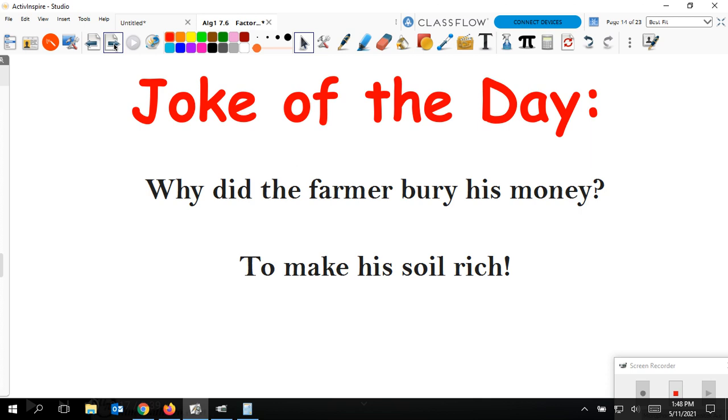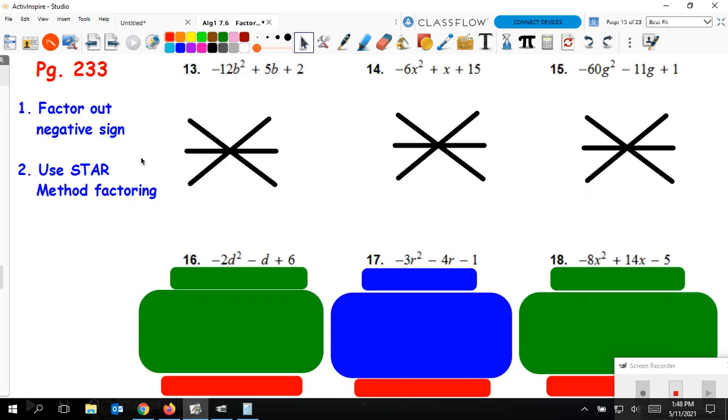All right, moving on to page 233. We have 6 problems right here to do, just using the star method. But notice the difference on this one here is that every single trinomial starts off with a negative first term. And when you factor using the star method or the simple method, you do not want to factor it with a negative first term.